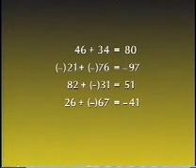The sum of a positive and negative number will be: first, determine the difference in absolute value of the numbers. Positive if the absolute value of the positive number is larger. 82 plus negative 31 equals 51. Negative if the absolute value of the negative number is larger. 26 plus negative 67 equals negative 41.